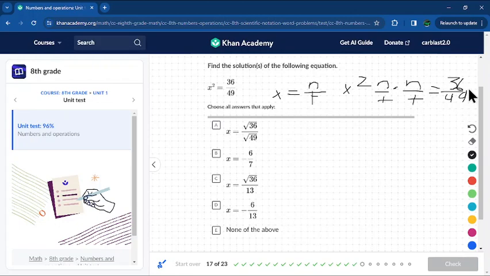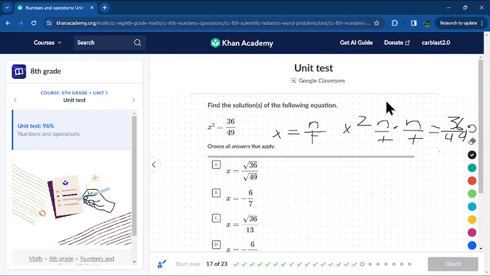So what times what equals 36, and what times what equals 49? That would be 6 and 9. This is bad. Okay, we have 6 over 7, actually. So n has to be 6, and t has to be 7 to make 36 over 49.